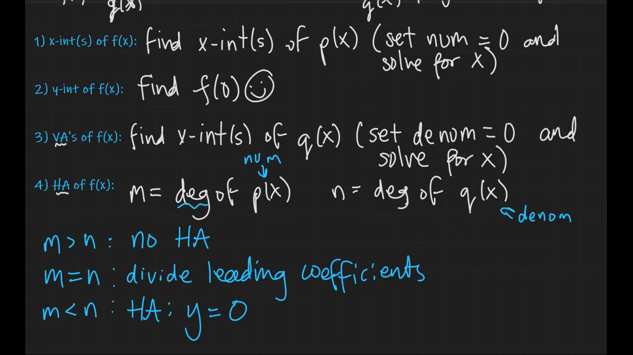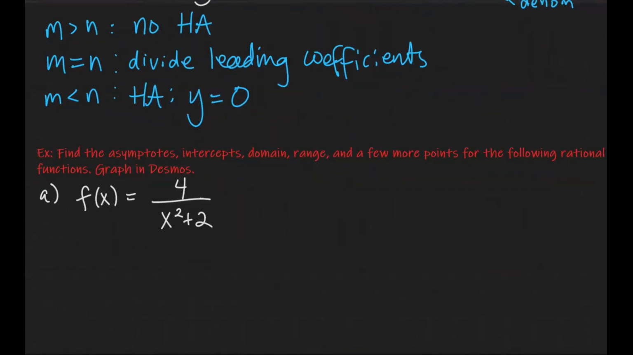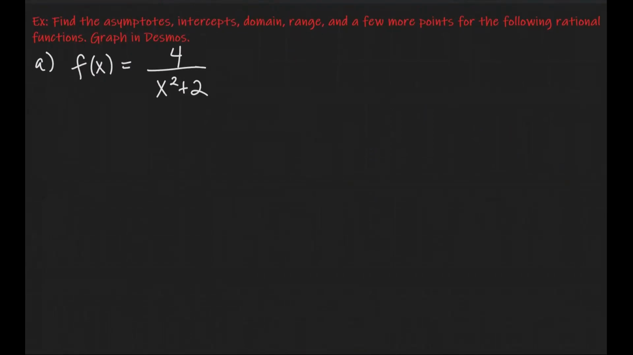And what better way to do that than to practice it? So let's go ahead and practice. We're only going to have one example with 4 different pieces to it. For each of these, we're going to find the asymptotes, intercepts, domain, range, and a few more points for the following rational functions. And then we're going to graph them in Desmos. We're actually going to get to Desmos this time, not like the last video. All right, so start with this one.